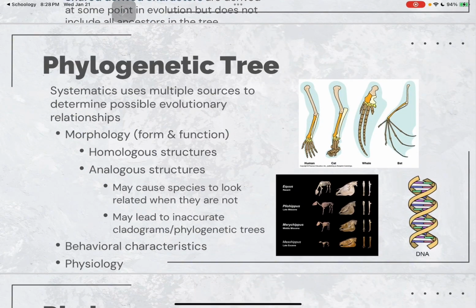So systematics, which we talked about earlier, but it's our classification, our entire field of study, it uses multiple sources to determine the possible evolutionary relationships. So morphology, form and function, homologous structures, analogous structures. Homologous structures are structures that have similar functions and they're derived from a common ancestor. Analogous structures, same function, similar structure, are not derived from a common ancestor. They derived similarly due to the environments that they are within, not because of an ancestor. So again, these things can cause species to look related when they're not, and it could lead to inaccurate cladograms and phylogenetic trees. We also look at behavioral characteristics and physiology.